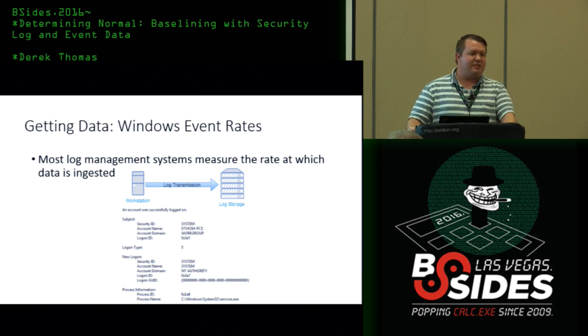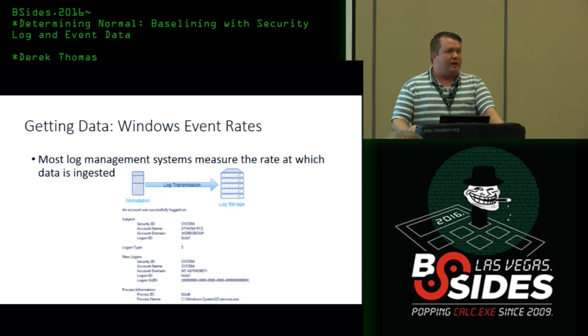But most log management systems, SIEM systems, will measure the events per second because they use that data to determine, are we overloading the system? They usually have some sort of specification to say, we can handle 10,000 events in a second, or we can handle 3 million events, surges, and things like that.